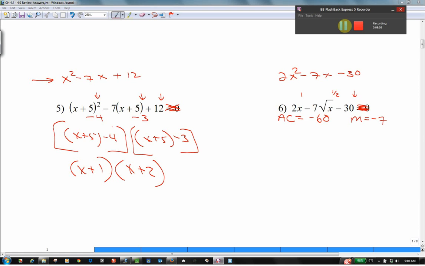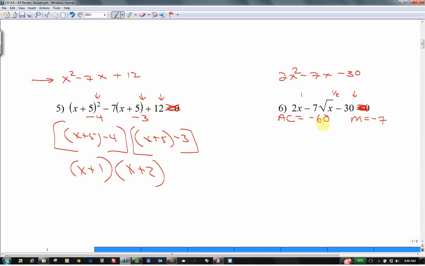Okay, I made a little mistake. The AC should be a negative 60. So I'm looking for two numbers that multiply to a negative 60, add to a negative 7. That's going to be a negative 12 and a positive 5. So rewriting the expression, I'm going to pair the negative 12 with the 2. So I'm going to pull out the centerpiece right here. And I'm going to have 2x minus 12 times the square root of x plus 5 times the square root of x minus 30.